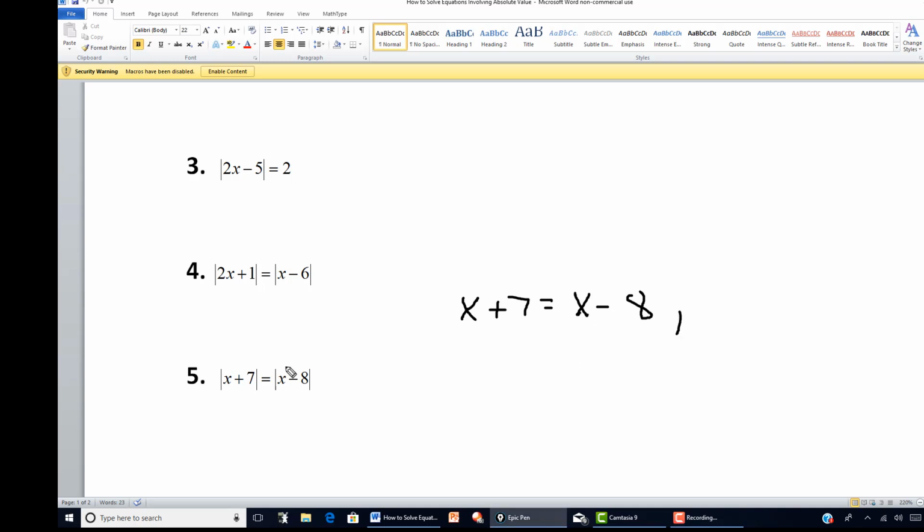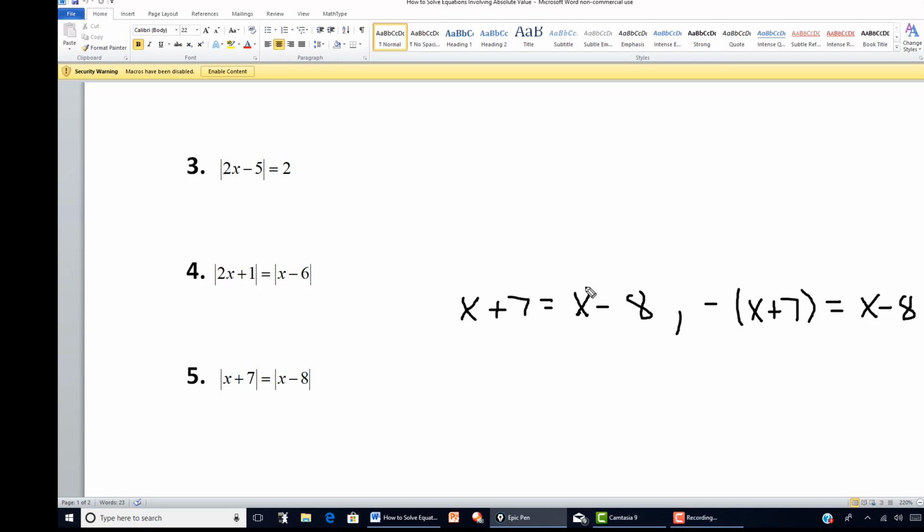The next equation is generated by, again, removing the absolute values and multiplying one side, either the left or the right, by a negative. Doesn't matter which. In this case, I choose to multiply the left side. So the x plus 7 multiplied by a negative. And then the right side stays the way it is, x minus 8. Okay, then I solve these.